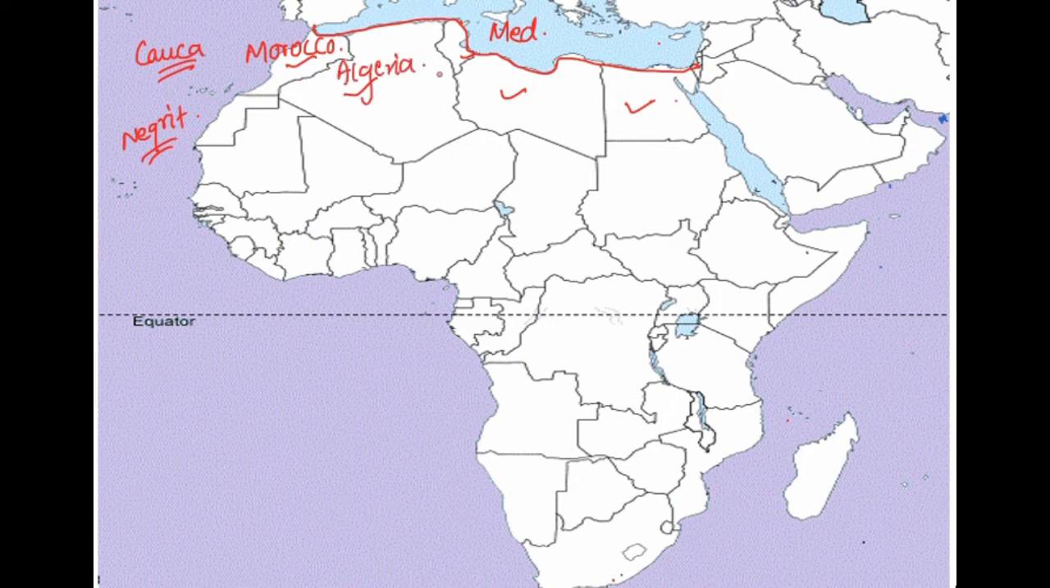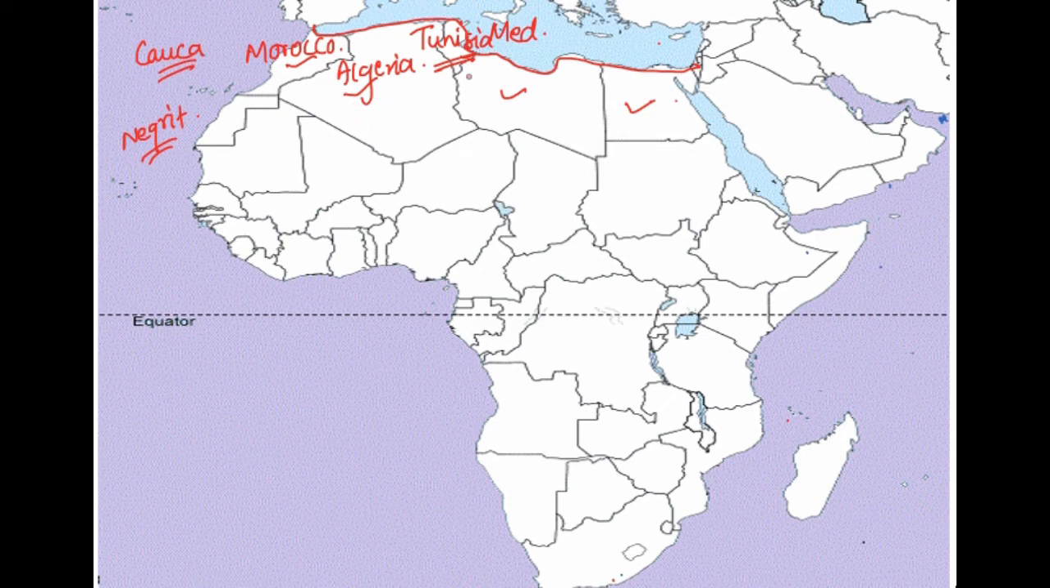Algeria is known for its fertilizer industry. In fact, it exports a lot of fertilizer to India as well. East of Algeria, this is a small country here, it is known as Tunisia. And an important fact about Tunisia is that the Arab Spring, which started in 2010, started in Tunisia and thereafter it spread to the rest of Northern African countries and Arabic countries.